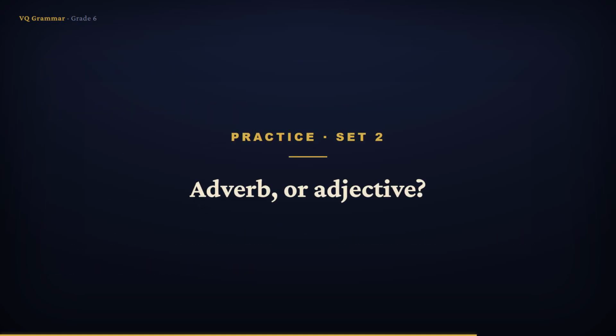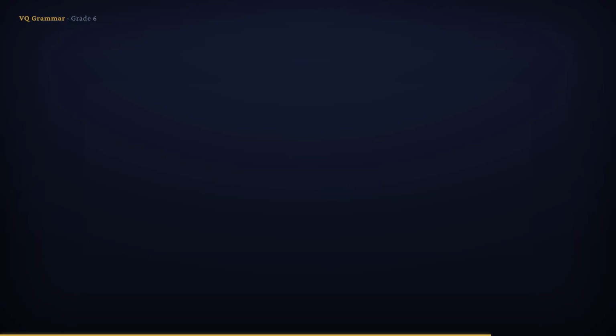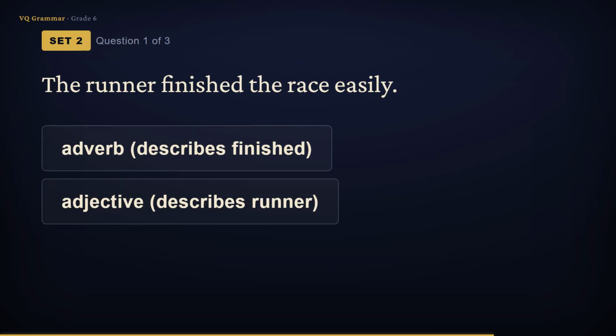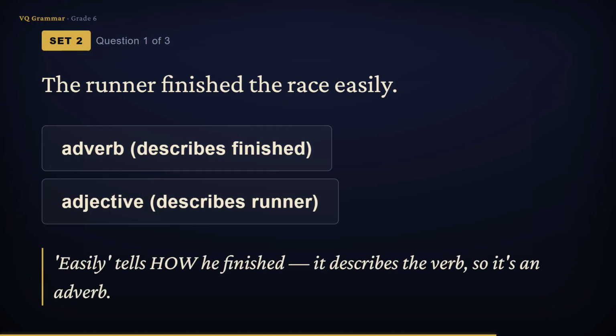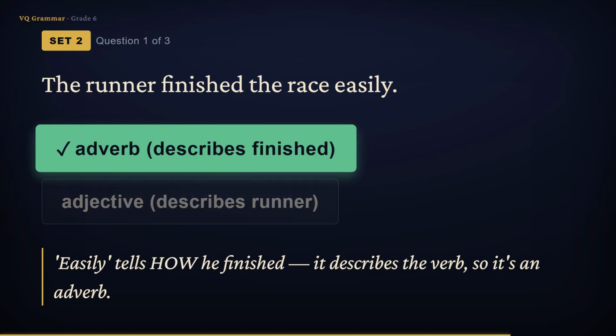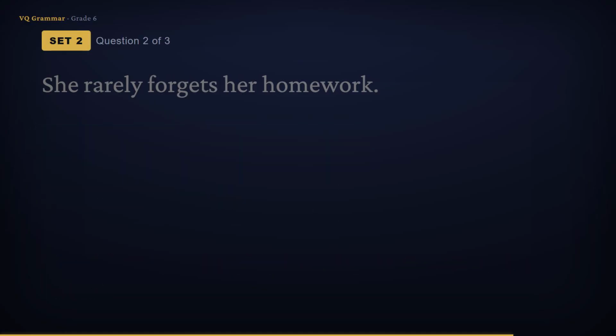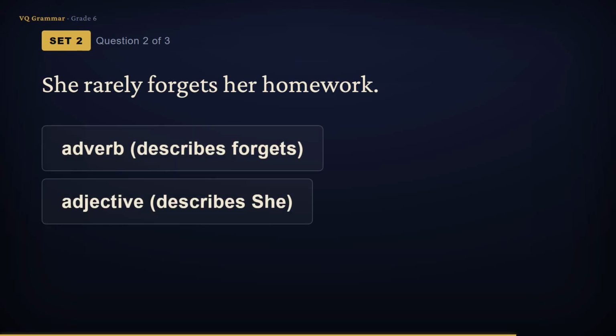And notice, it doesn't end in ly, but it's still an adverb. Now, a slightly trickier set. For each sentence, decide whether the underlined word is an adverb, describing the verb, or something else. Pause and try each before I answer. The runner finished the race easily. Is easily describing a thing or the action? It tells us how he finished the race, and finished is the verb, so easily is describing the action. The answer is adverb.